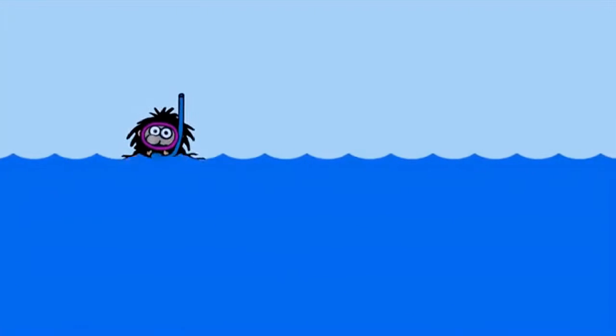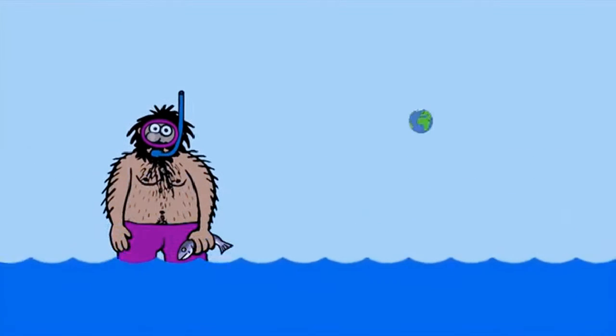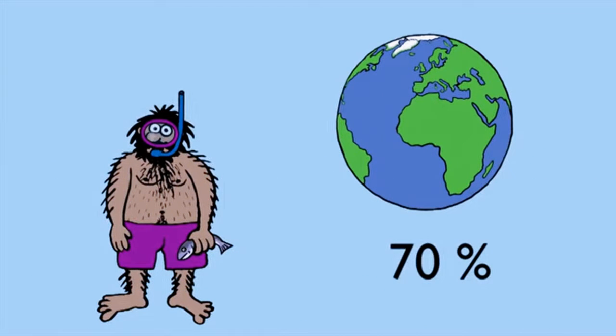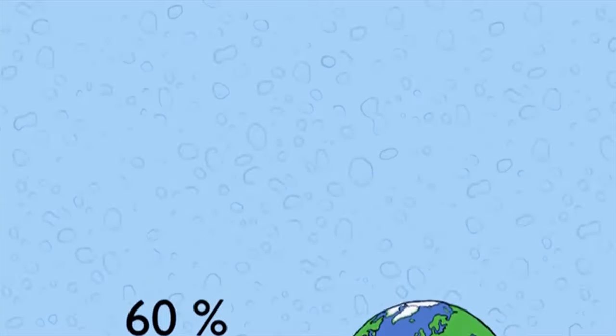Water. It's all around us. Makes up 70% of the Earth's surface and about 60% of your body. Let's start with the basics. Water is a colourless and transparent substance. When it is pure, it has no smell and no taste.